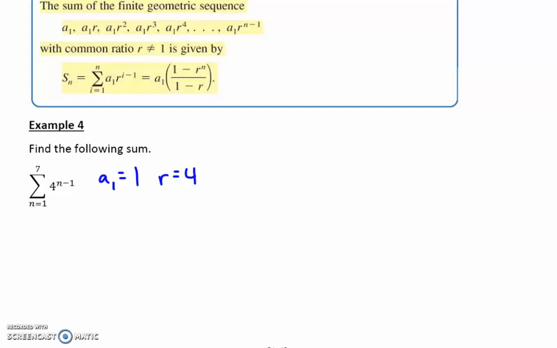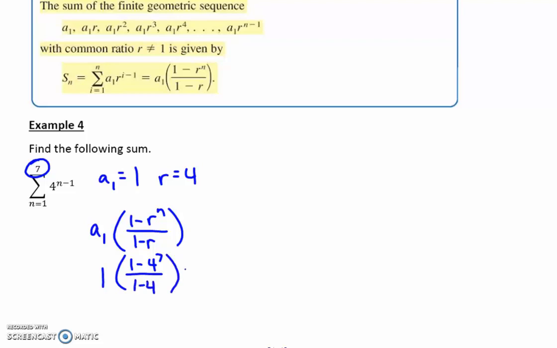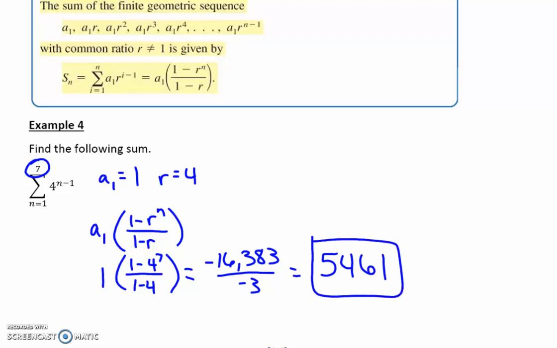And so if we look at our general form, we've got a sub 1 times 1 minus r to the n over 1 minus r. All right, so a sub 1 was just 1. Our r is 4, and n is 7 here, over 1 minus 4. Okay, and so we get negative 16,383 over negative 3. And when you divide that, you get 5,461. So that would be the sum of that finite series.